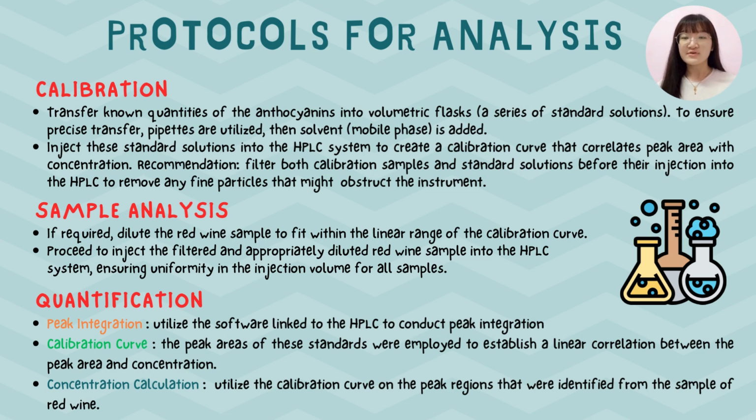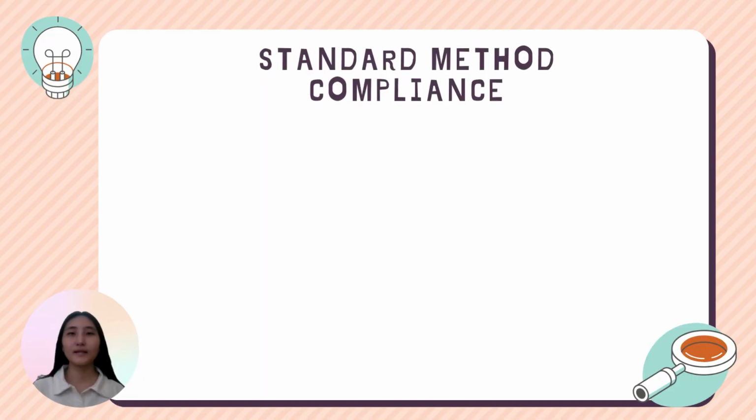Next is the calibration curve. Refer to the calibration curve previously created utilizing standard solutions of known concentration. The peak areas of these standards were employed to establish a linear correlation between the peak area and concentration. Lastly is the concentration calculation. Utilize the calibration curve on the peak areas that were identified from the sample of red wine. The concentration of every anthocyanin in the sample will be determined by the software using the curve equation.